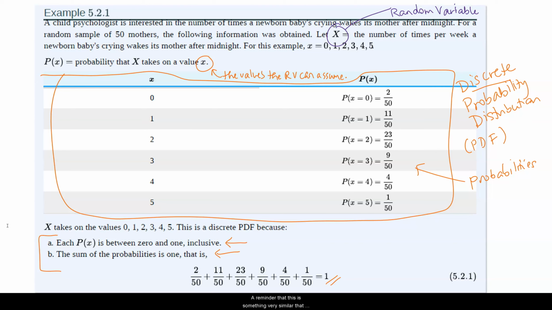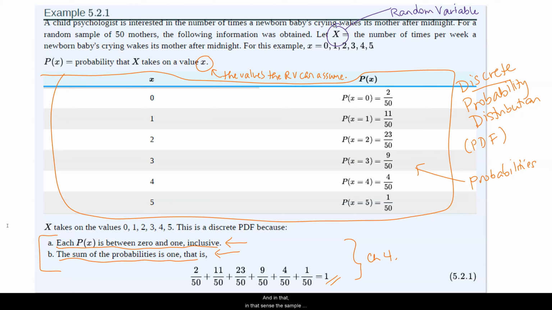A reminder that this is something very similar that we've already talked about in Chapter 4 with sample spaces. Every probability is between 0 and 1. That's a property of all probabilities. And then Part B, the sum of the probabilities is 1. This is true for a sample space. You could almost think about this discrete probability distribution as being over a sample space, because it essentially is. We're actually over a population, not just a sample.